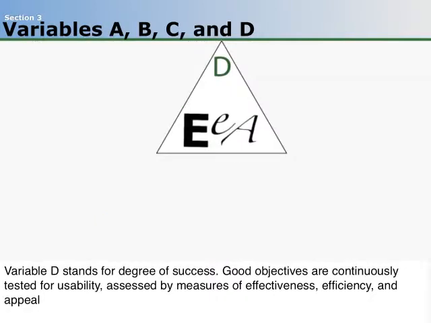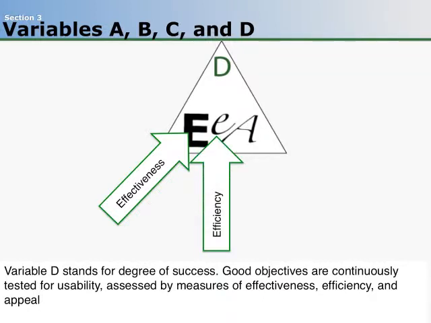Variable D stands for degree of success. Good objectives are continuously tested for usability. We look at measures of effectiveness: overall, how well did the environment do what it set out to do, how easy was it for the learner, and how likable was it for the learner.